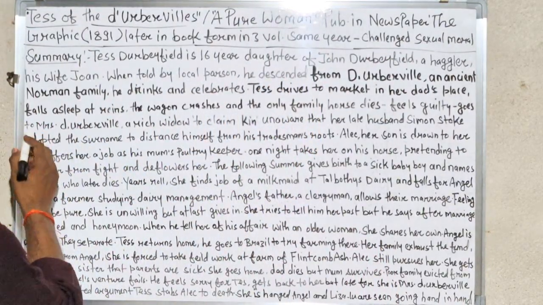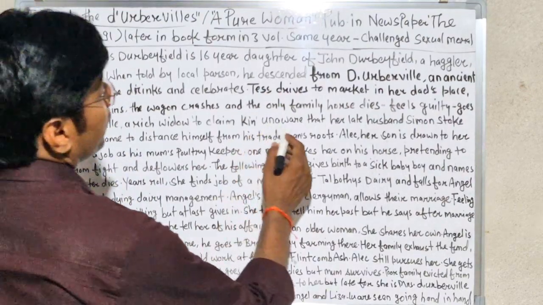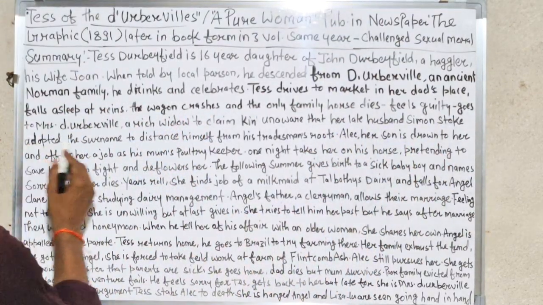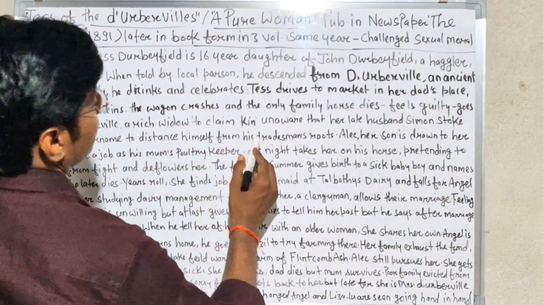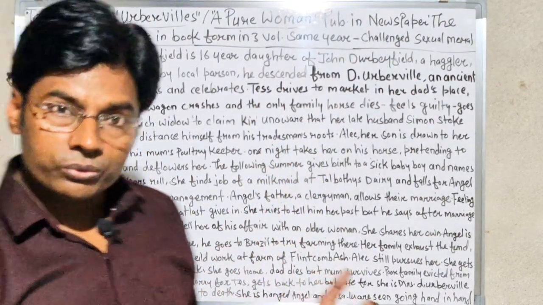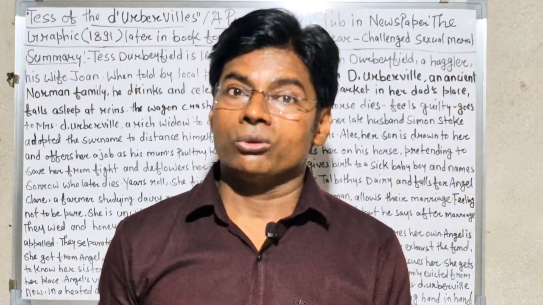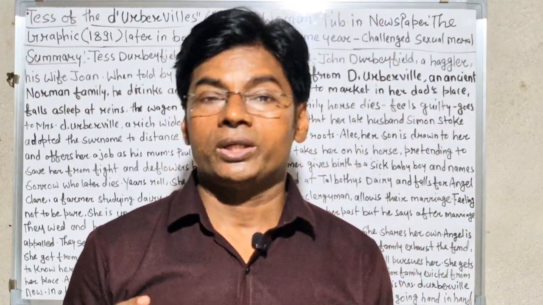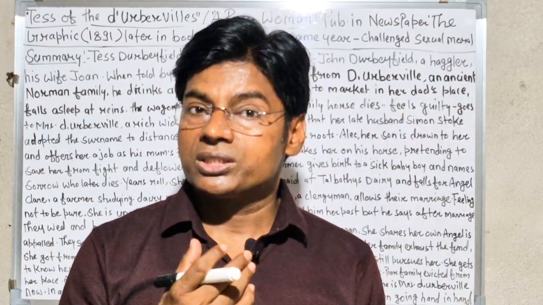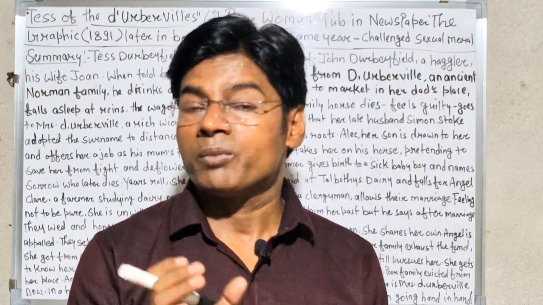See that. To Mrs. D'Urberville, a rich widow, to claim kin, relation or relative, unaware that her late husband Simon Stoke adopted the surname to distance himself from his tradesman's roots. So when she comes to this rich widow, Mrs. D'Urberville, she gets to know from her that actually her dead husband just adopted this surname. Why? Because he wanted to get rid of his tradesman roots.